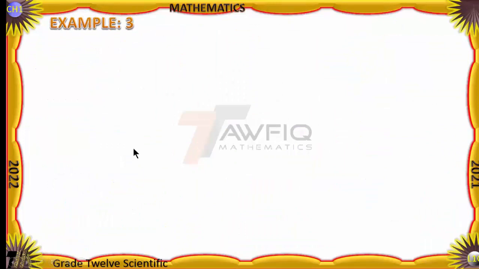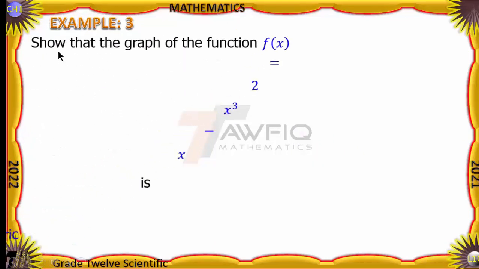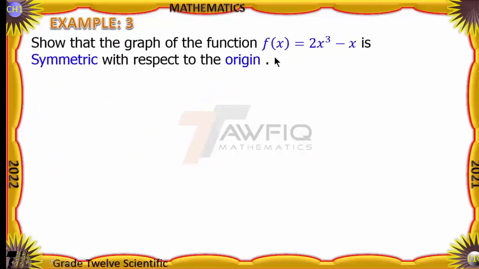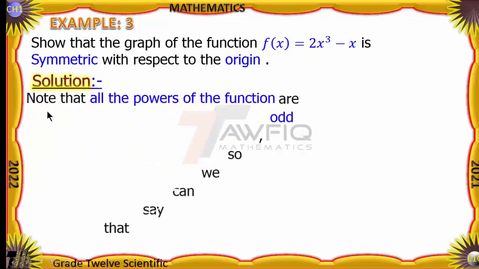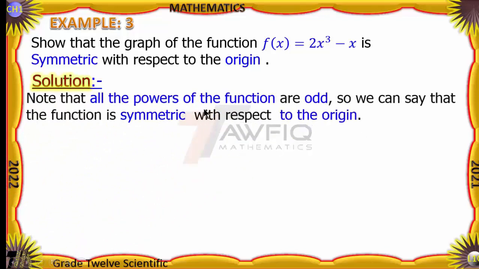Example number 3. Show that the graph of the function f(x) equals 2x cubed minus x is symmetric with respect to the origin. Solution. Note that all the powers of the function are odd. This one is 3 and this one is 1. So we can say that the function is symmetric with respect to the origin.